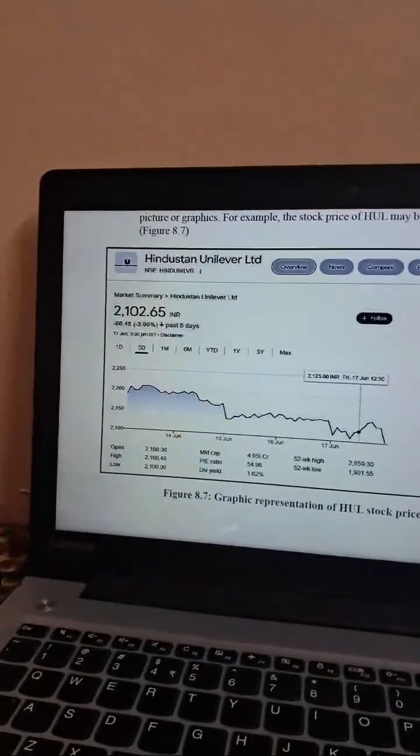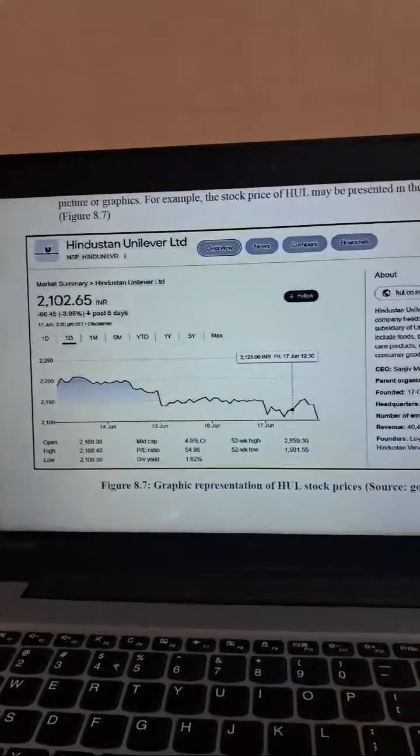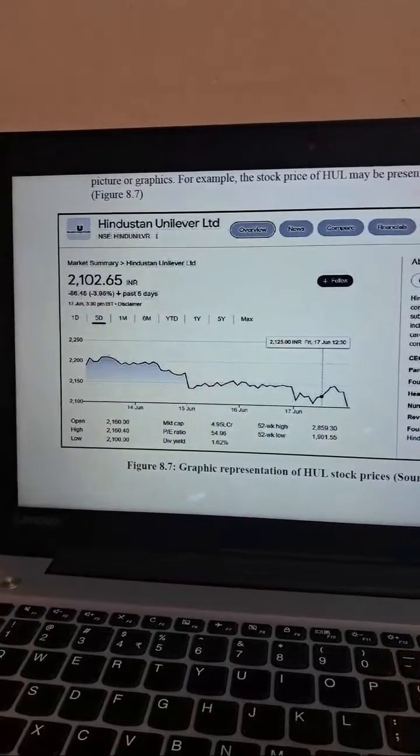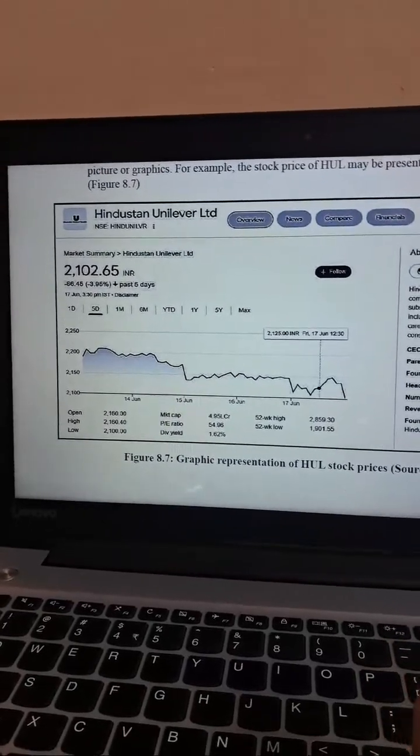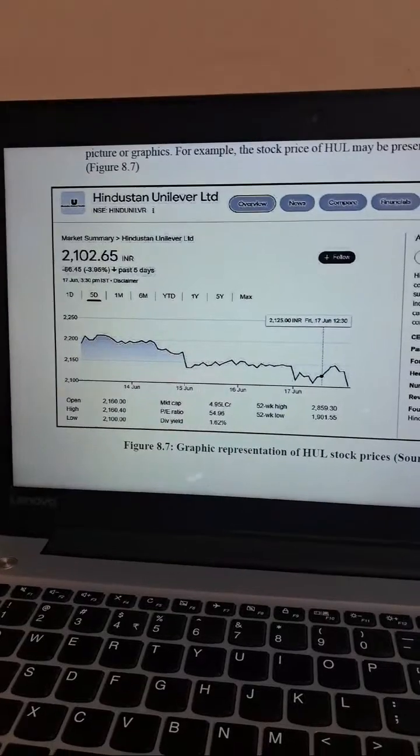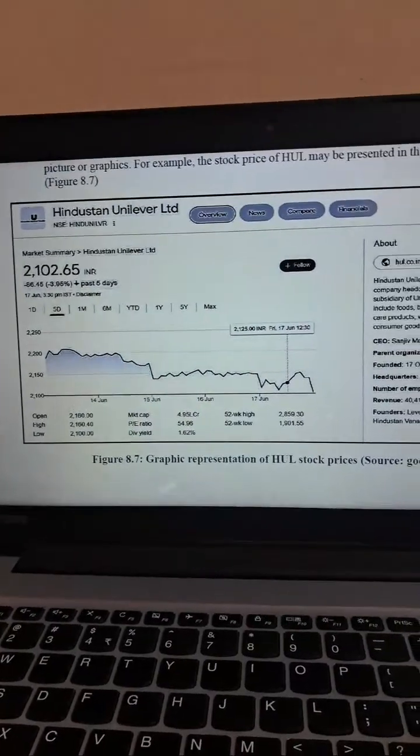Descriptive data extracted from graphic data. A picture or graphic may tell a thousand stories. Data may also be presented in the form of visuals in color, a picture or graph. For example, stock price may be presented this way. Here we are seeing the stock price of Hindustan Unilever on a certain day. It has gone down 3.95%, and yeah, this is the information.